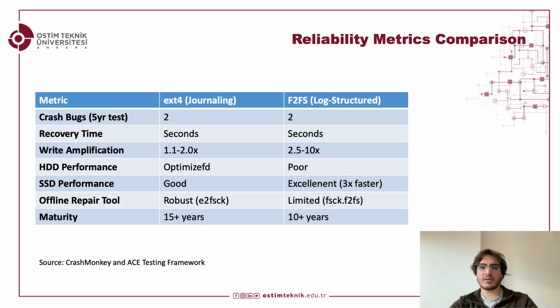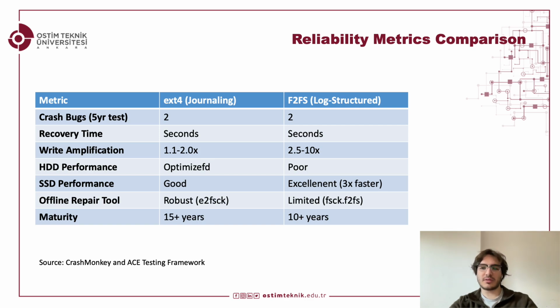The CrashMonkey and ACE frameworks tested these file systems for 5 years and found only 2 bugs in each, demonstrating both implementations are very mature. Recovery times are seconds for both. However, there are important differences.